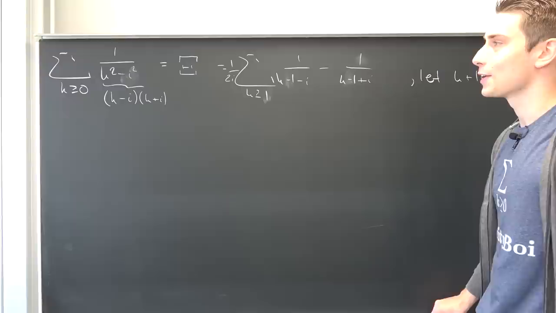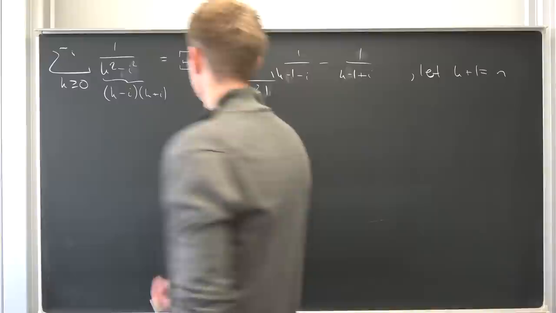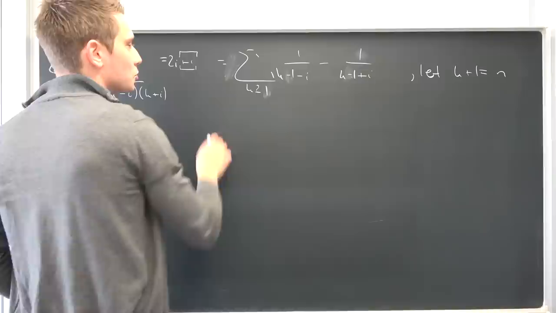Now I'm going to multiply both sides by 2i, because why the hell not? Meaning we have 2i xi is going to be exactly this thing right here.